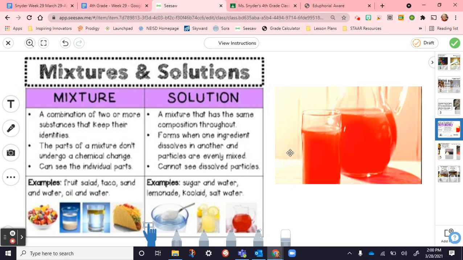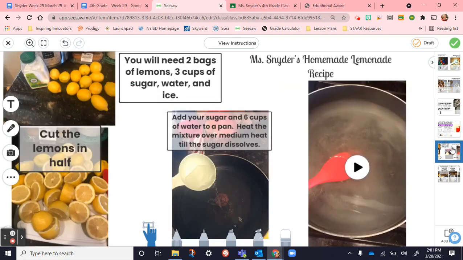So, for example, this week I'm going to show an example of how we can make Kool-Aid. And then I have on this next page my yummy, yummy, yummy homemade lemonade recipe, which I hope you can make. So, let me go over how you make it. You're going to need 2 bags of lemons, 3 cups of sugar, water, and ice.